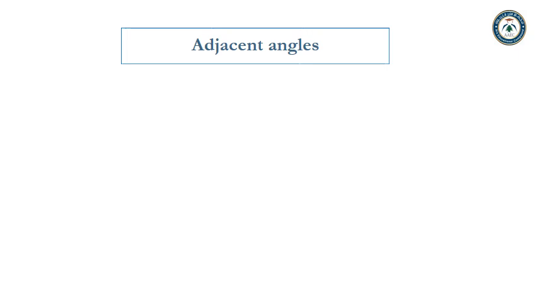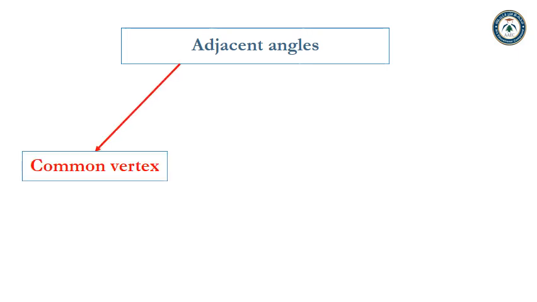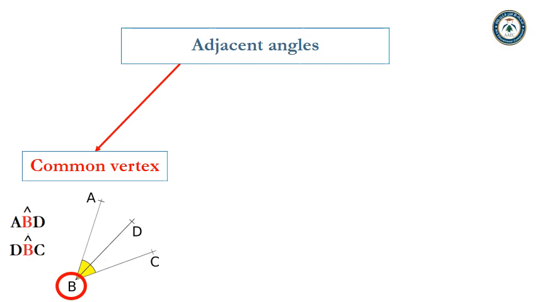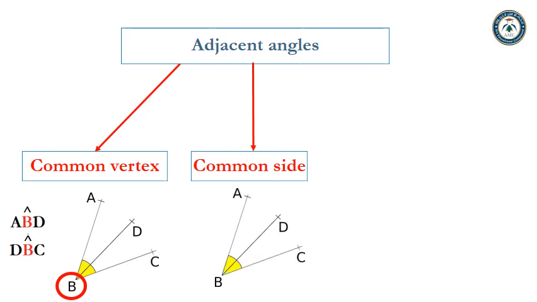So let's repeat. Two angles are adjacent if they have a common vertex. Given these two angles, ABD and DBC, we can notice in the name that they have the same vertex B, and in the figure, so they have a common vertex. Second property, they should have a common side.